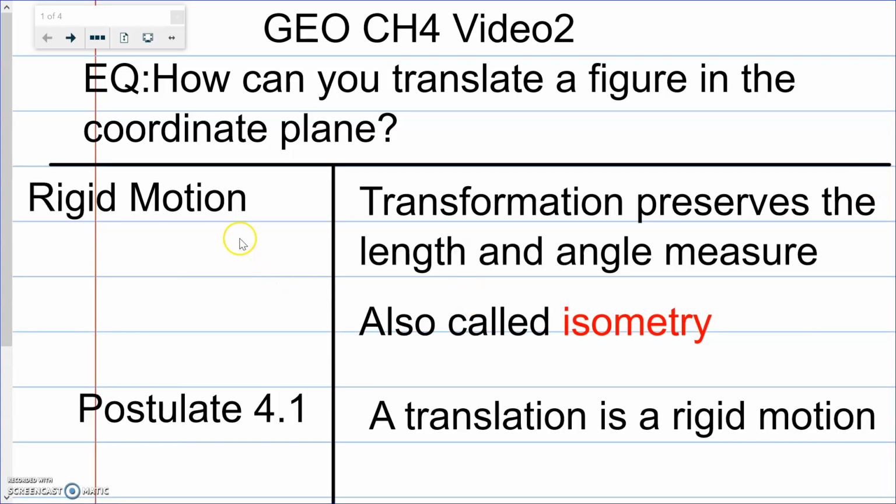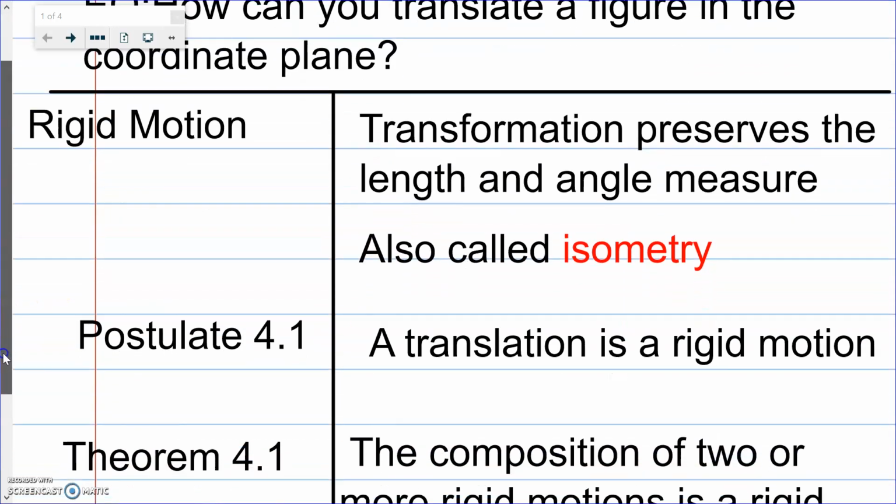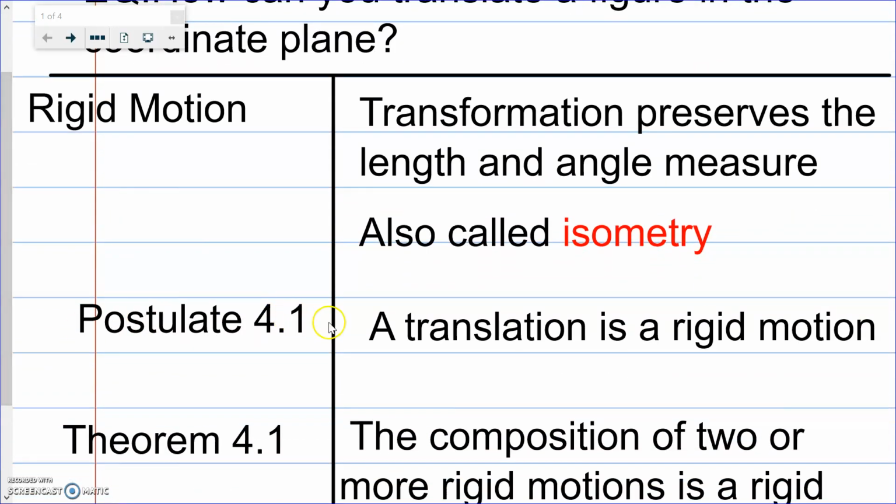Our first one is rigid motion. A transformation that preserves the length and angle measure of the figure that we're moving. This will also be called isometry. We have a couple postulates, or a postulate and a theorem. Our first one is Postulate 4.1: a translation is a rigid motion.